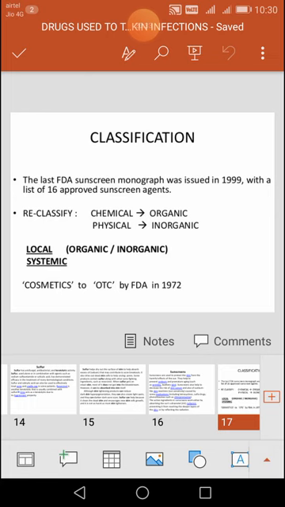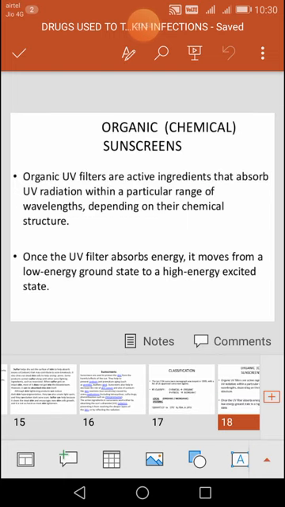The last topic is the sunscreen monograph. Then classification: chemical and physical, where chemical is organic and physical is inorganic. Then local and systemic. So local and systemic, chemical and physical. There are two types of classifications. Organic sunscreens, that is chemical sunscreens.